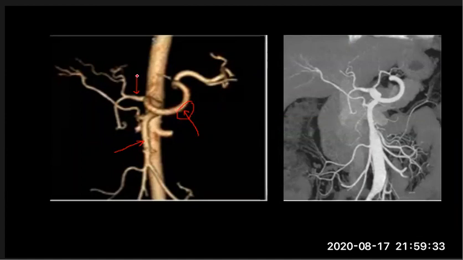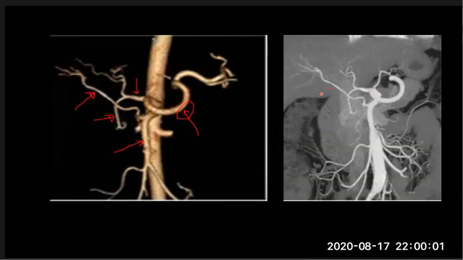And the one with the arrow going downward? Left hepatic. Common or proper hepatic? And this one, the right hepatic artery looks originated from the superior mesenteric artery. Very good. This is the right hepatic artery originating from the superior mesenteric.